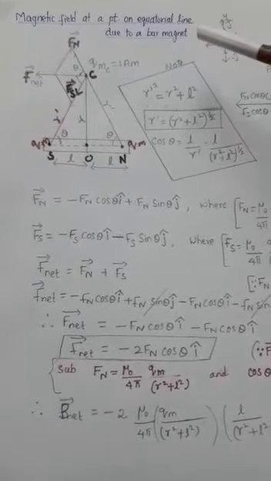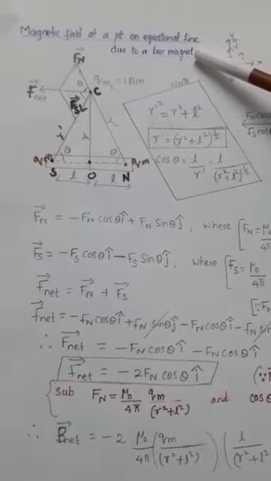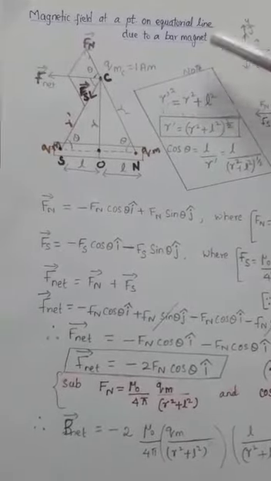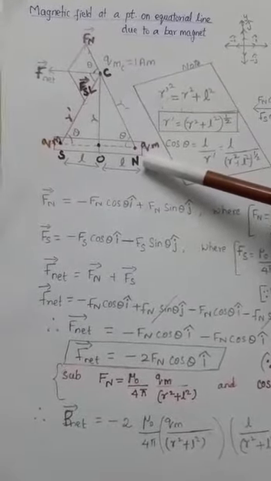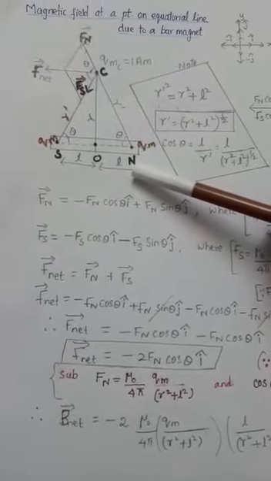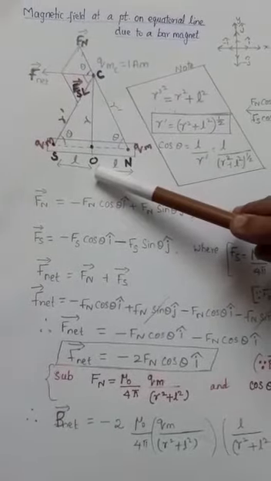Hello children, today we are going to learn about the magnetic field at a point on the equatorial line due to a bar magnet. Now we will discuss the diagram. NS is the bar magnet of magnetic length 2L. O is the geometric center.